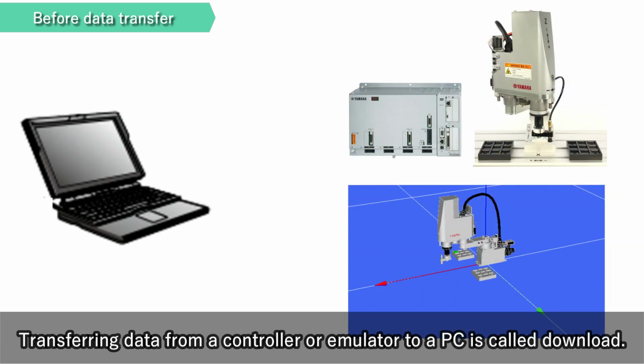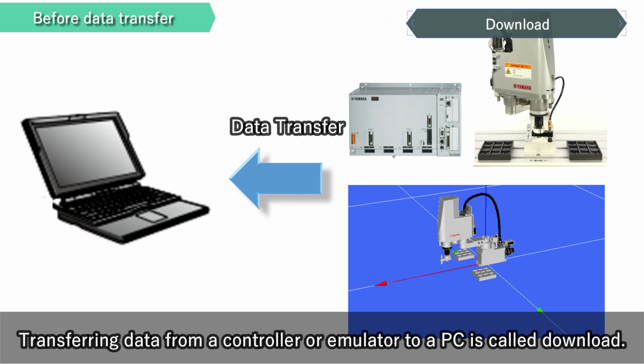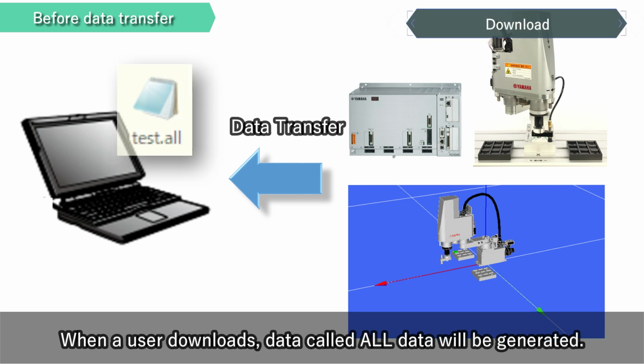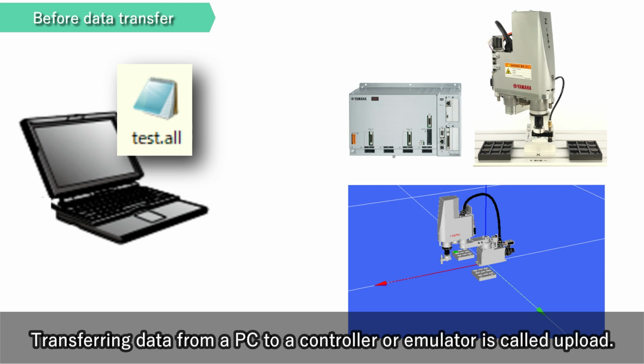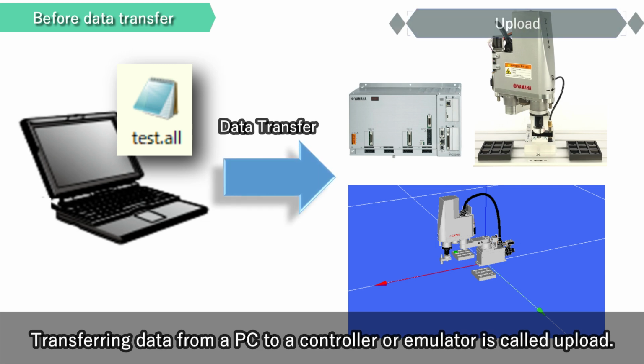Transferring data from a controller or emulator to a PC is called download. When a user downloads, data called all data will be generated. Transferring data from a PC to a controller or emulator is called upload.